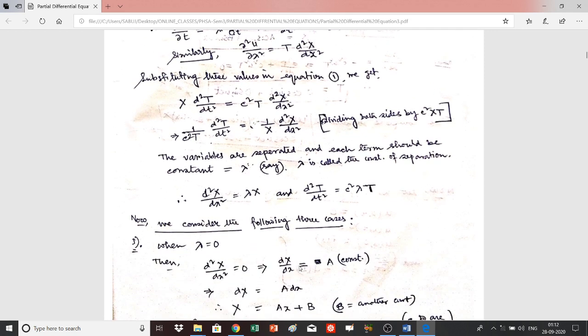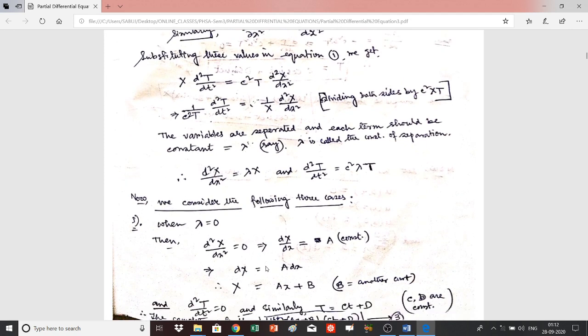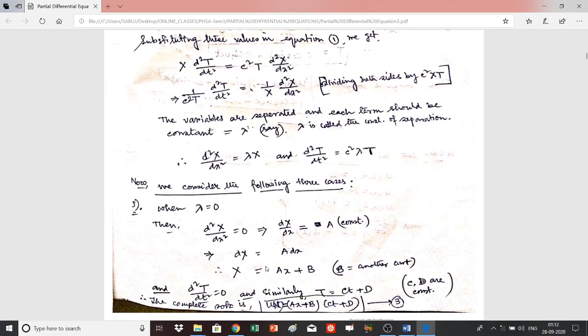Now consider the following cases. Here we are going to consider some special cases. Number one is when lambda is equal to 0.